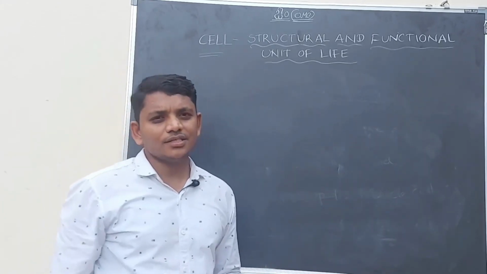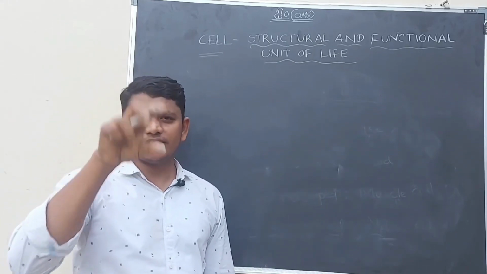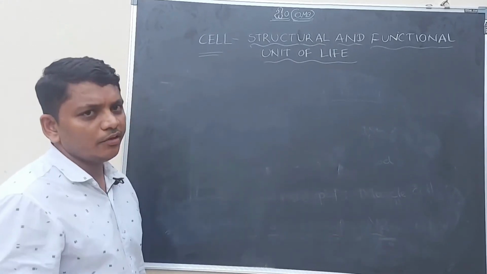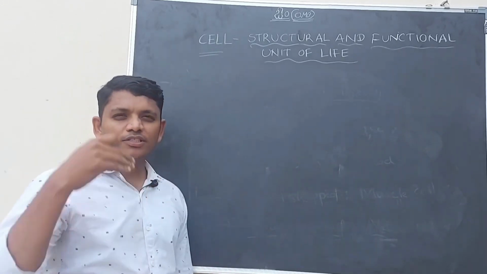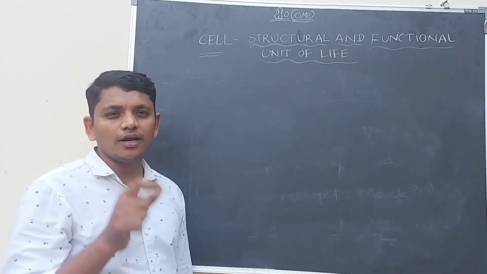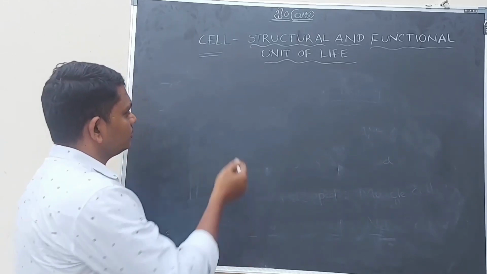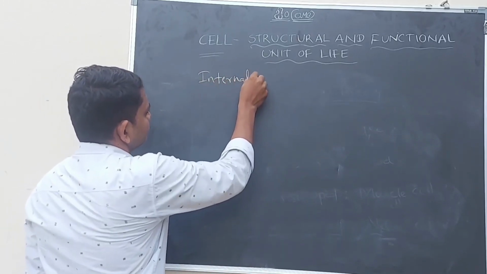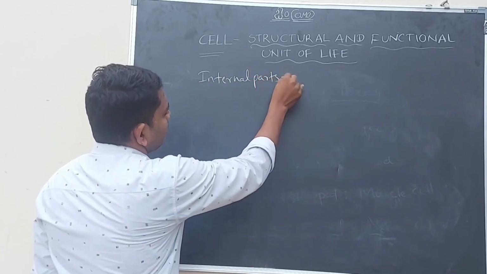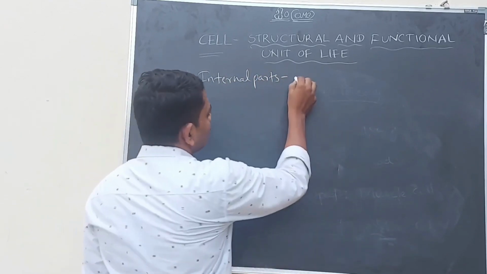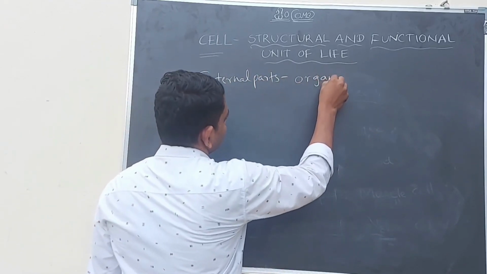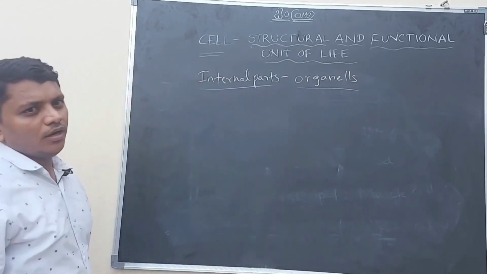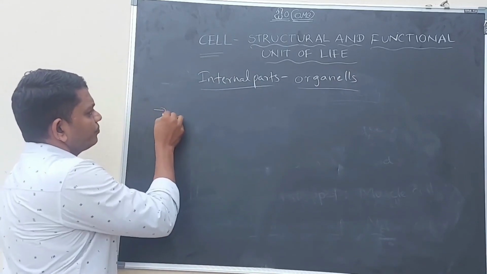Let us discuss the internal parts of the cell and their functions. Internal parts of the cells are known as organelles, cell organelles. Internal parts of the cells are called as organelles. Let us discuss one by one.